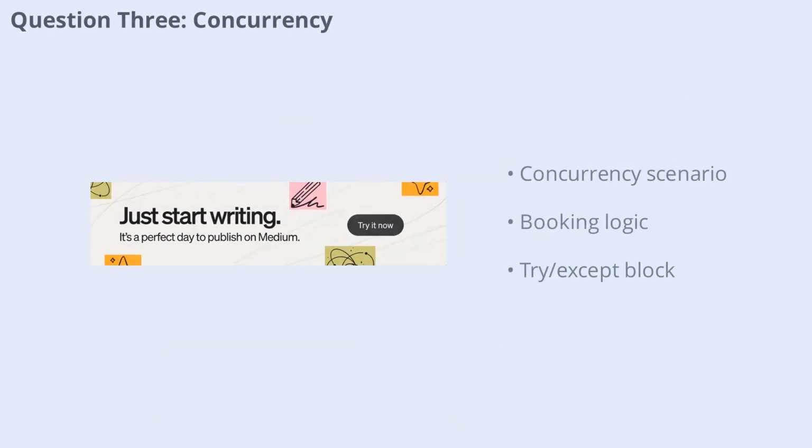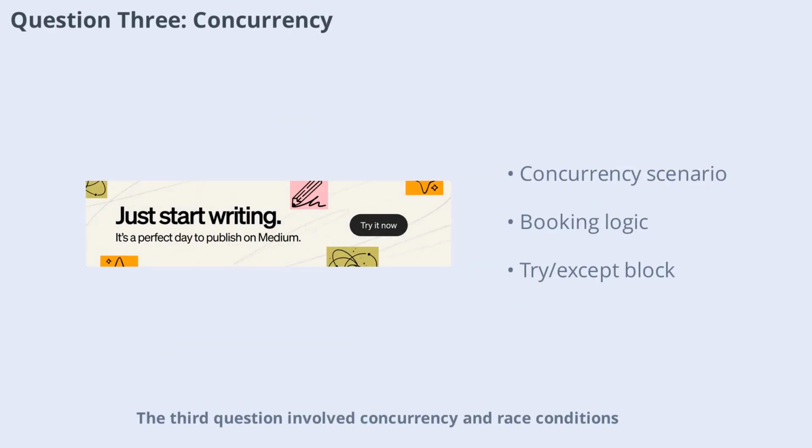The third question involved concurrency and race conditions. The scenario was two users simultaneously trying to book the last available seat in an event booking system. I was asked to write booking logic that prevents double booking. I wrote a function that checks if the seat count is greater than 0, decrements it, and creates a booking record, using a try-except block around the database operations.